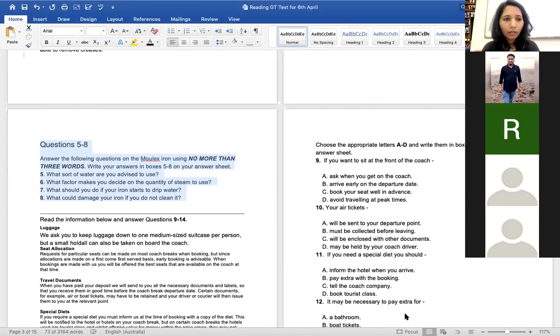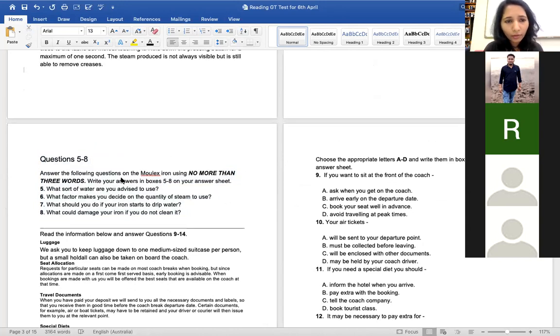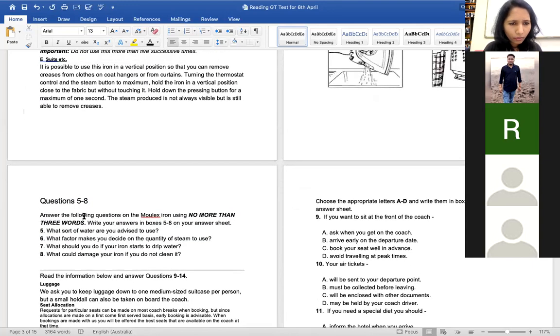Yes, yes. Okay, so first we read through the instruction. What sort of water are you advised to use? So answer the following question on the Moloch's iron. The maximum number of words you can use is 3. So nothing more than 3 words. Write your answers in the boxes 5 to 8 on your answer sheet. So what sort of water are you advised to use? Underline your keyword sort. That means kind of water are you advised to use.